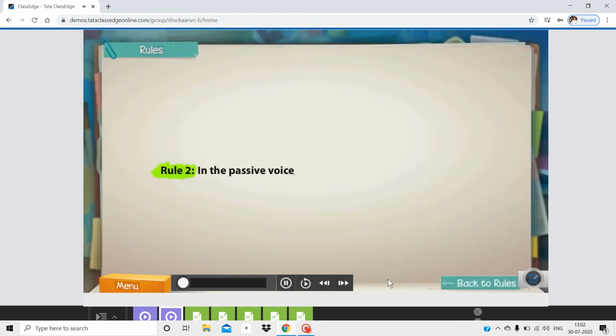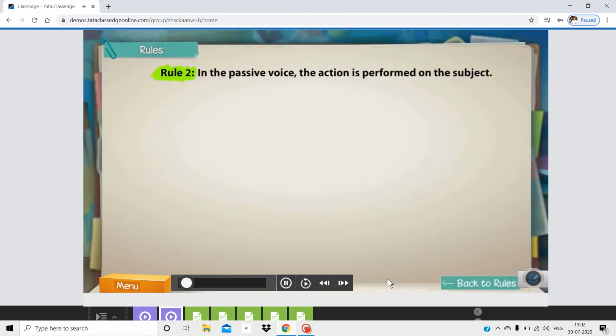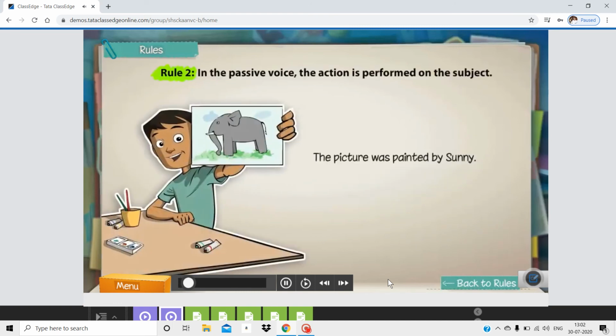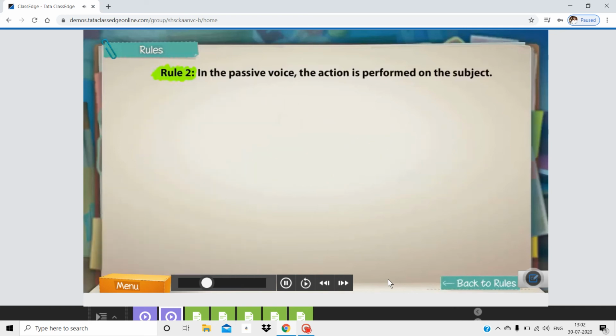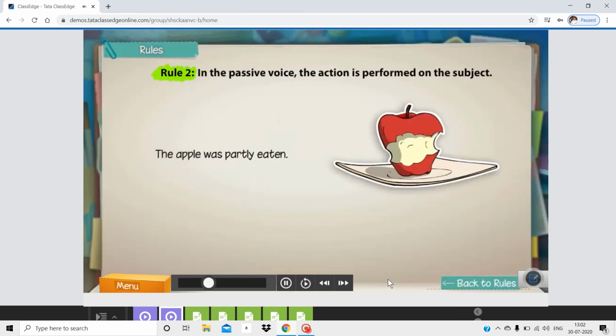In the passive voice, the action is performed on the subject. Take a look at this sentence. The subject, the picture, is receiving the action of being painted. Here, the object Sunny performs the action. As the subject is being acted upon, or is the receiver of the action, the sentence is in the passive voice. Let's look at another example.